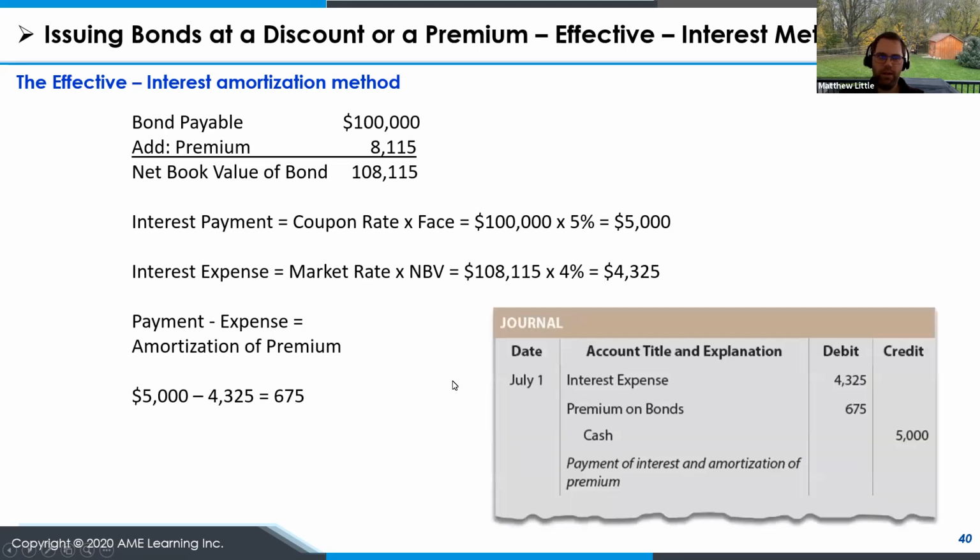So looking at our journal entry, and we'll show a table shortly, we would make the cash payment of $5,000 as normal, but our interest expense as per this calculation is a debit of $4,325, based on the market rate times the net book value of the bonds, and then the difference is our premium on bond amortization. Okay, $675.